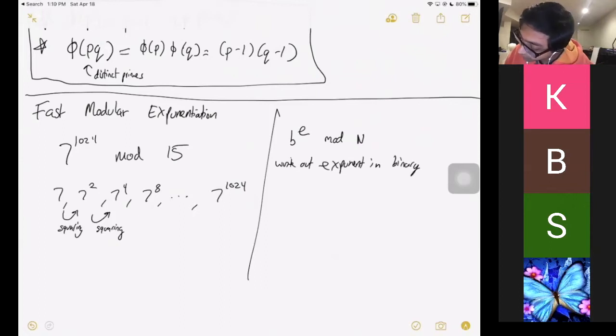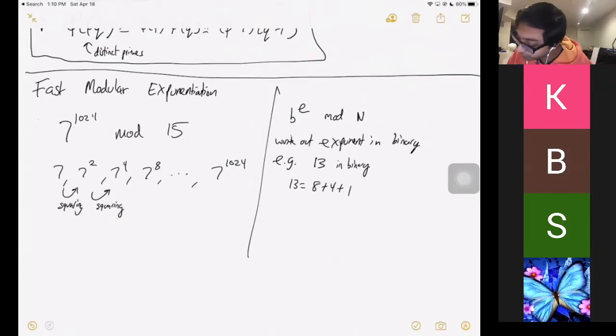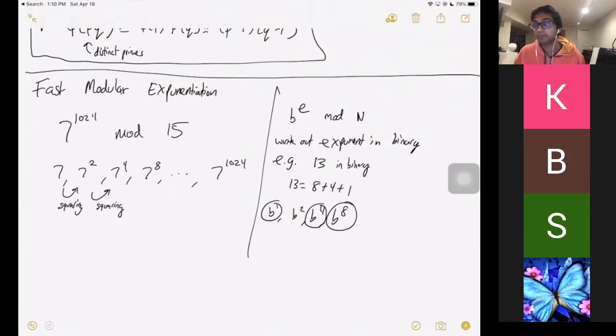For example, the exponent 13 in binary tells me that 13 is equal to 8 plus 4 plus 1. And then I could just compute b to the 1, b squared, b to the 4th, and b to the 8th, and then multiply these together, mod n. Cool. So that's basically the idea behind fast modular exponentiation. There are just a couple more things that I want to go over definition-wise before we jump into the material.